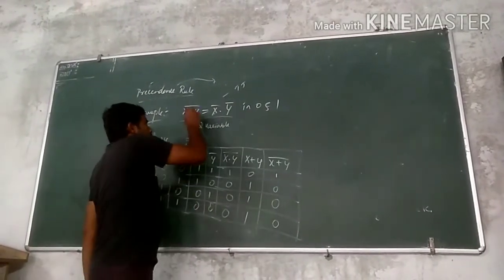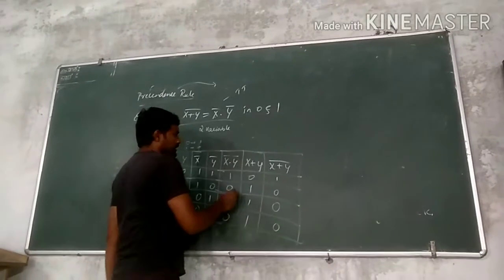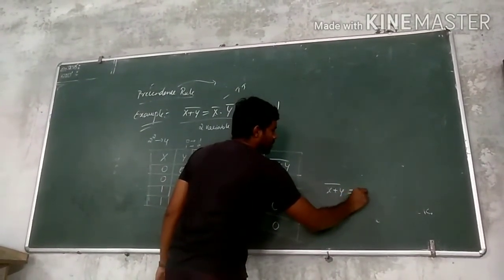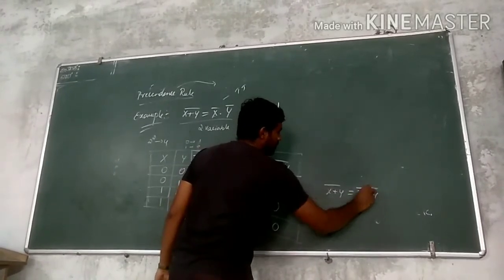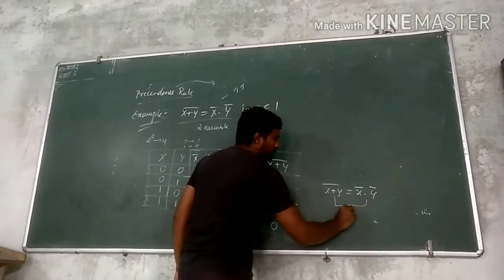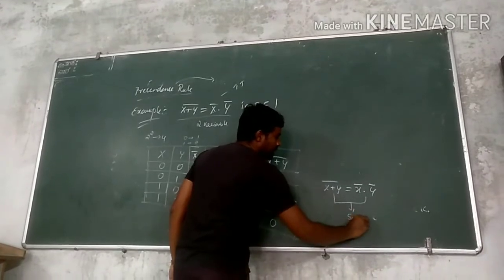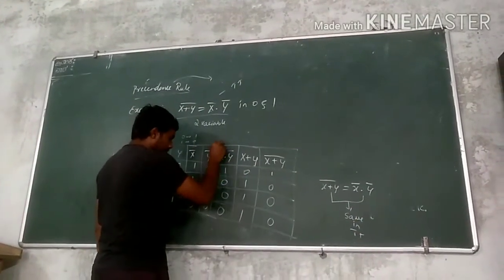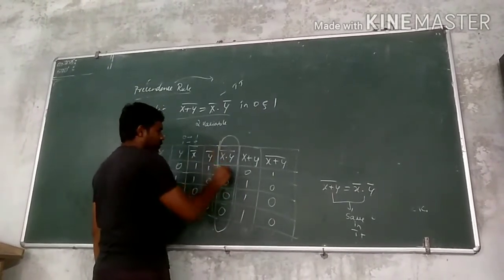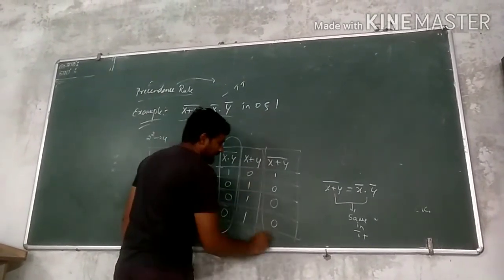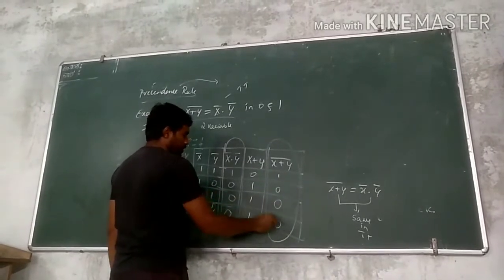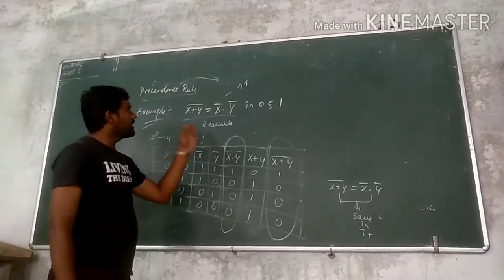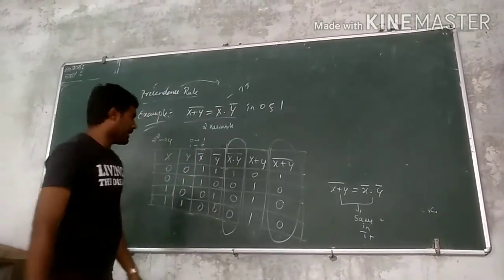So according to this, we have proved that x plus y whole complement is equal to x complement dot y complement. The values of both should be the same in the truth table. You can observe here in this truth table that we have 1 0 0 0 for both. So both have the same value, hence the equation has been proved.